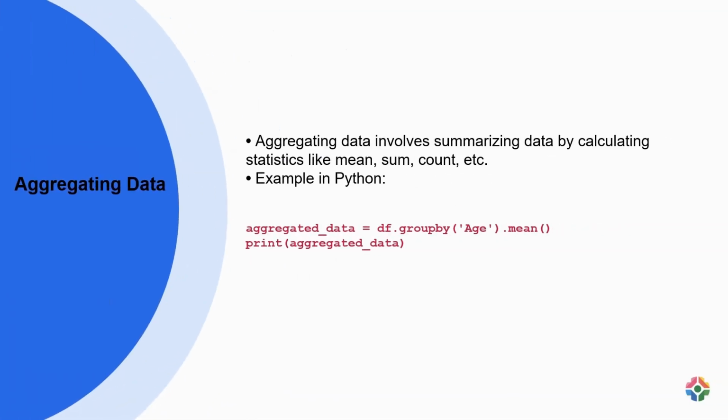Aggregating data entails condensing information by computing statistics such as mean, sum, or count. In Python, this can be achieved by using functions like mean, sum, or count in conjunction with the group by method. For instance, in the provided Python example, the groupByAge.mean statement aggregates data from a data frame, df, by grouping it based on the age column and calculating the mean value for each group.